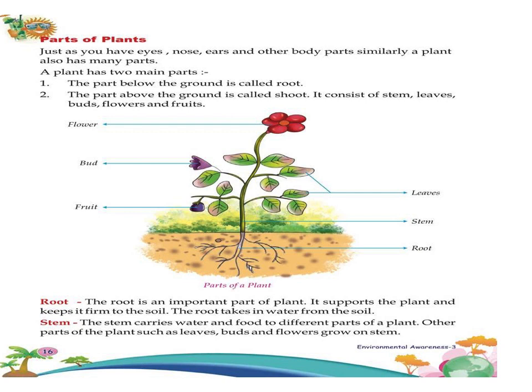Root. The root is an important part of plant. It supports the plant and keeps it firm to the soil. The root takes in water from the soil. Stem. The stem carries water and food to different parts of a plant. Other parts of the plant, such as leaves, buds, and flowers, grow on stem.